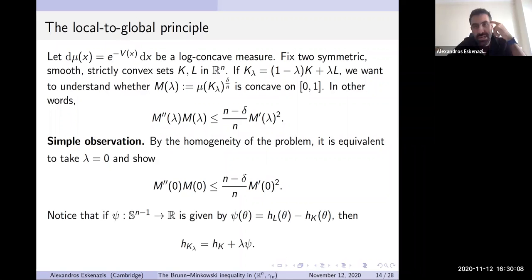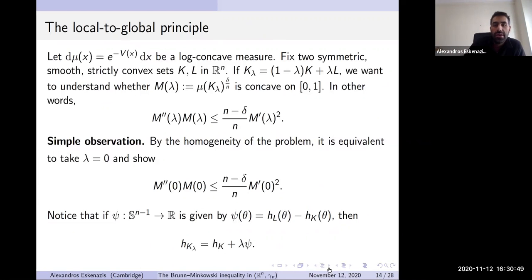And now let me just notice that since we're talking about lambda being very close to 0, we want to compare derivatives, we can view K lambda as a perturbation of K, because it's 1 minus something small times K plus something small times L. And in fact, this can be expressed very nicely at the level of support functions. So the support function of K lambda is the support function of K plus lambda times this function psi, which is the difference of the support functions. So what you do really is that you take K and you infinitesimally push it in the direction of this function psi. That's how K lambda perturbs K.